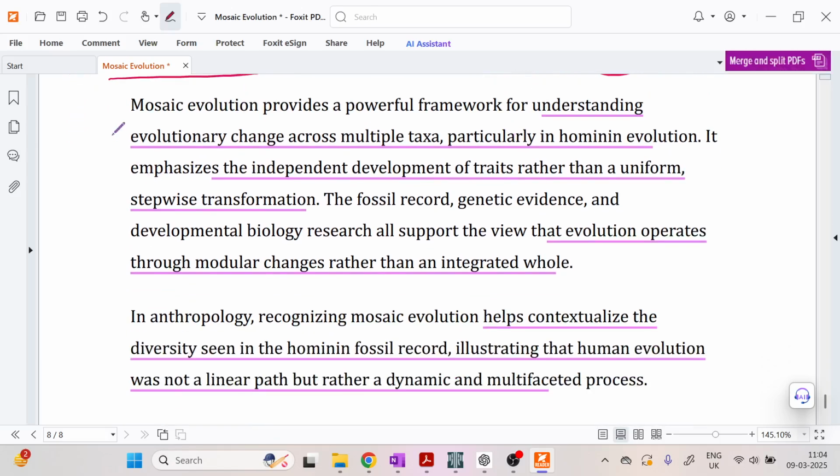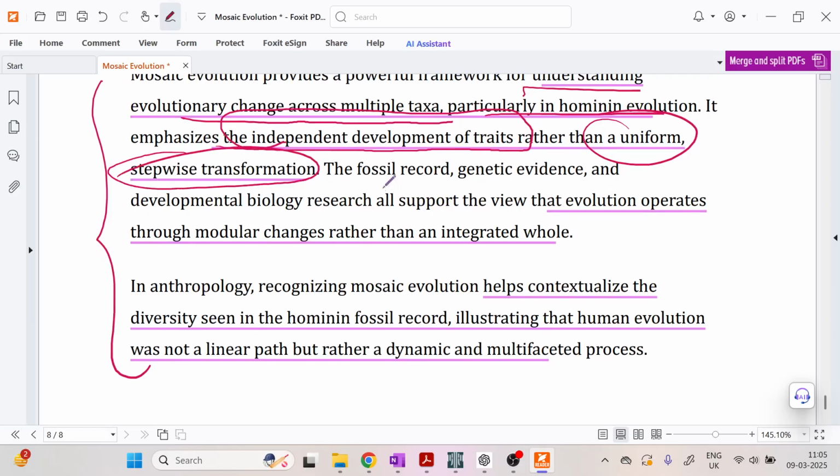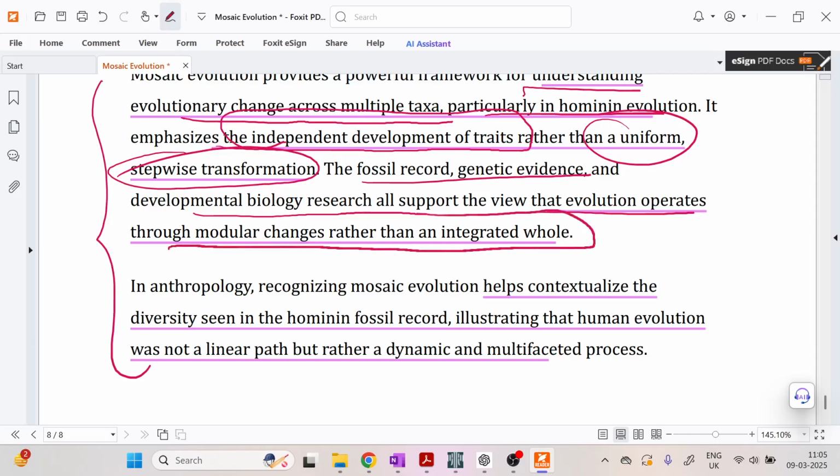Finally, the conclusion. So, mosaic evolution it provides a powerful framework for understanding evolutionary change across multiple taxa, particularly for hominin evolution. It emphasizes independent developmental traits rather than a uniform stepwise transformation. And the fossil record, genetic evidence, and developmental biology research all support the view that evolution operates through modular change rather than integrated whole. So, this modular changes means independent manner, non-uniform manner.